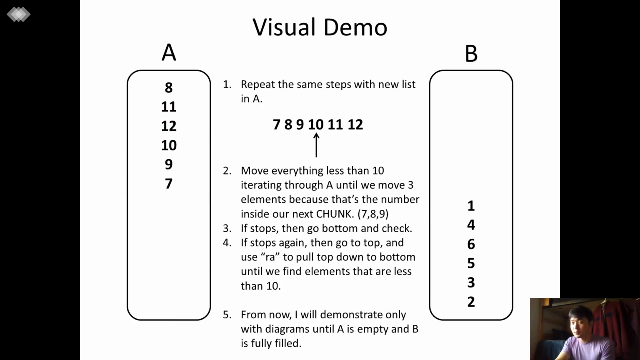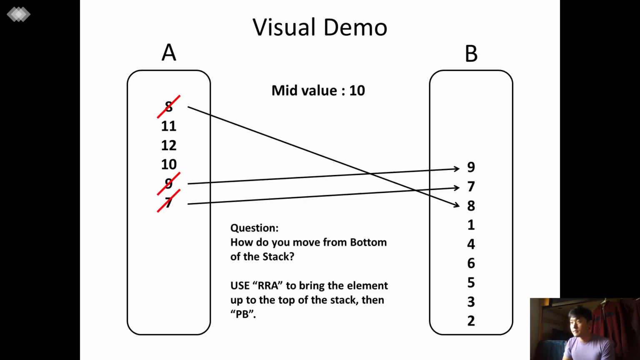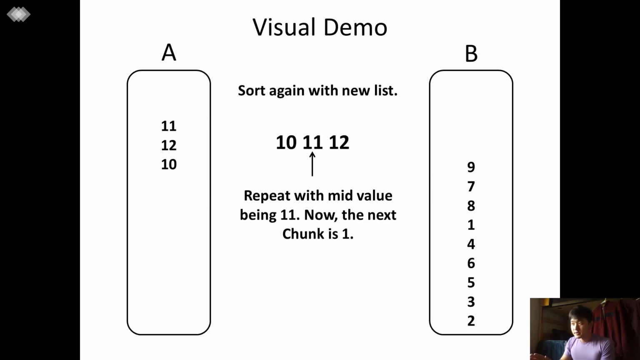I will call this midpoint algorithm, okay? And we use this midpoint algorithm until we move everything from A to B, or until A has 2 elements left. Okay, so now we have to send 3 elements, which is 7, 8, 9. We do this. Simple. 10, 11, 12. We do this again.